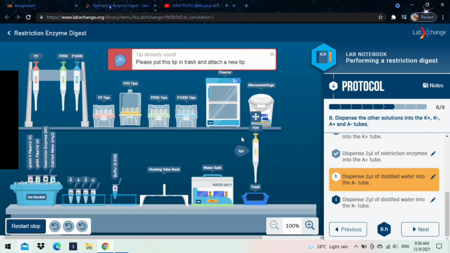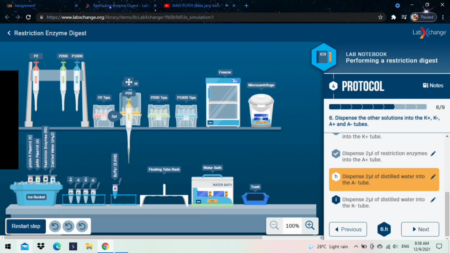After that, dispense 2 microliter of distilled water into the A negative and K negative tubes.